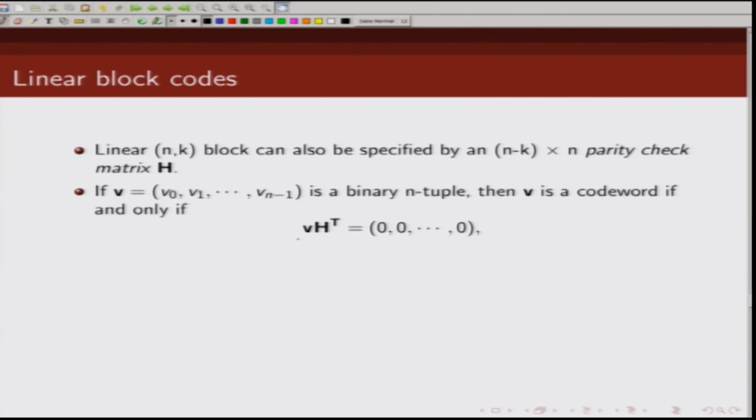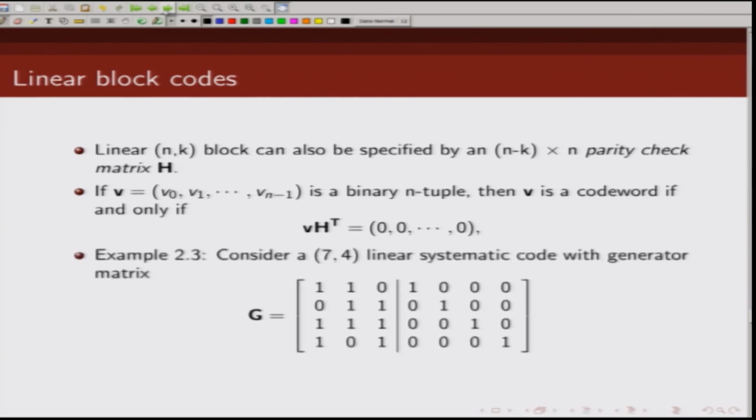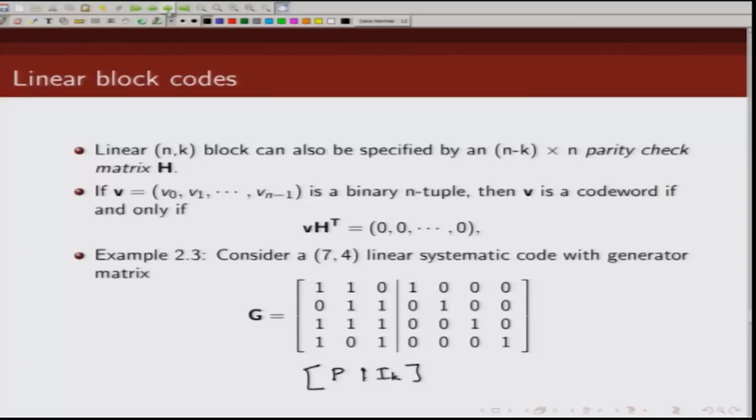So, let us see how we can derive our parity check matrix from a generator matrix, and what the relation of the generator matrix to the parity check matrix is. We will take an example of a (7,4) systematic linear block code whose generator matrix is given by this. Since this is a systematic code, this generator matrix can be written of the form P times I_k. Now, from this generator matrix, we can write our coded bits in terms of our message bits. So, let us do that.